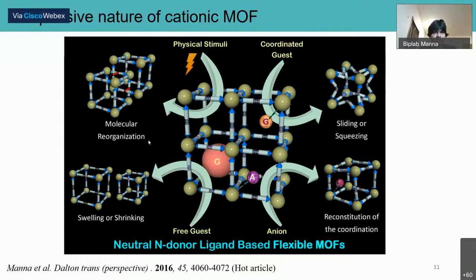So the responsive feature of the cationic MOP is very important. We published this in a Dalton Trans perspective, and we showed that this responsive nature of the cationic MOP is very important for recognition purposes.